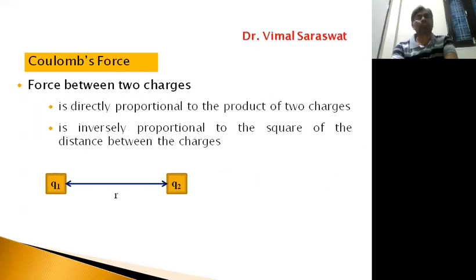Then according to the first point, the force between Q1 and Q2 is directly proportional to the product of Q1 and Q2. So F is directly proportional to Q1 Q2. And according to our second point, the force between them is inversely proportional to the square of the distance between the charges. So F is inversely proportional to r square, or F is directly proportional to 1 upon r square. This is our equation number 1.